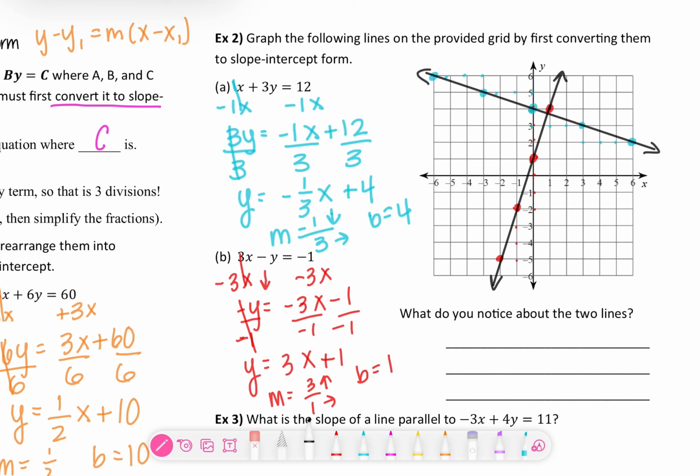And then it says, what do you notice about the two lines? Well, we can see visually that they intersect. And if you drew your lines precisely, if you used a straight edge, you can probably even see that they intersect at right angles. Okay, so what that tells us is that they're perpendicular. But regardless of how good your graph is, what you can see if you look at your two equations is that the slopes are opposite reciprocals. So yes, in fact, we can verify that these are perpendicular lines.